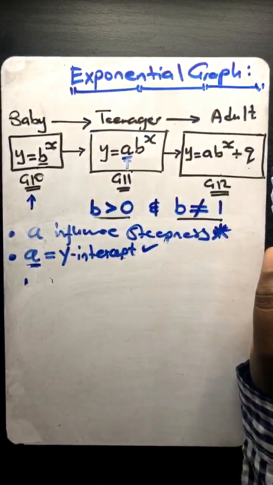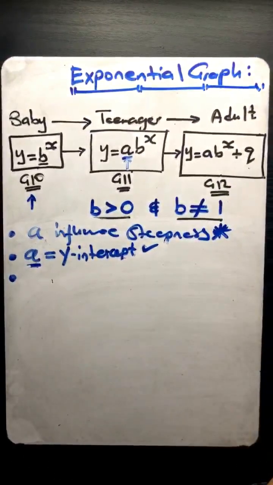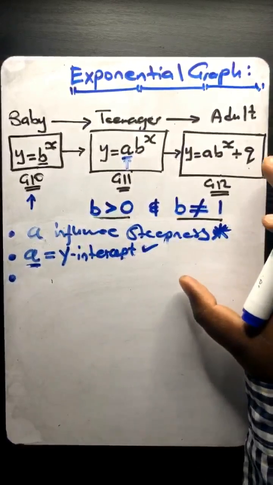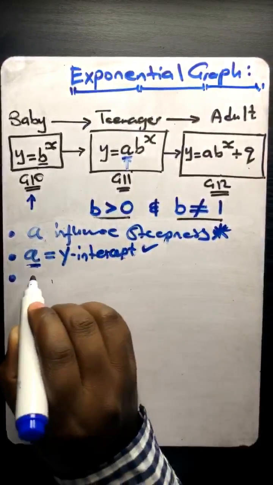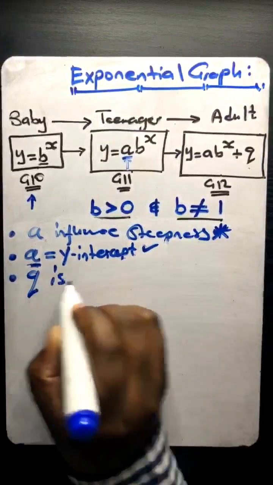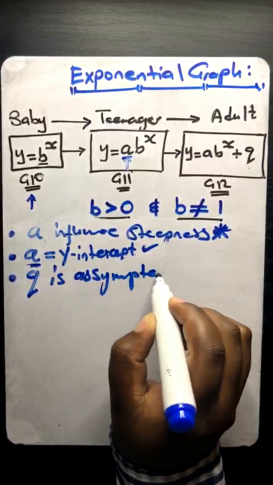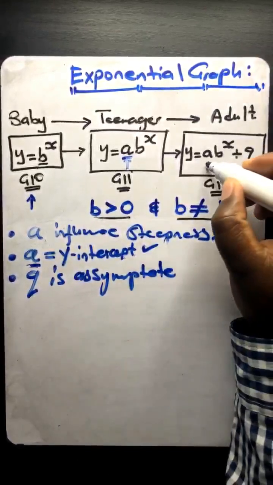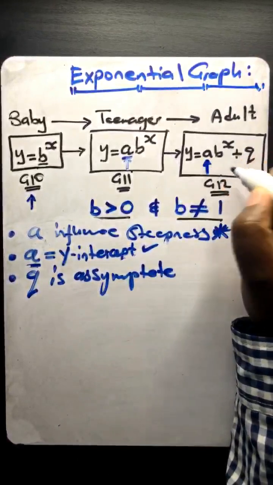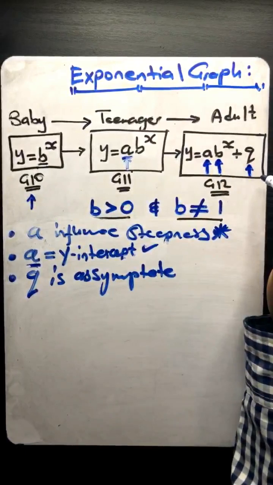let's try to continue now to the next bullet. So now, under this type of functions, exponential, we have what we call an asymptote. So actually, Q is the asymptote. Asymptote. So that means you guys now know the impact of A, you now know the impact of B. We are now on Q, and we're saying Q is the asymptote.